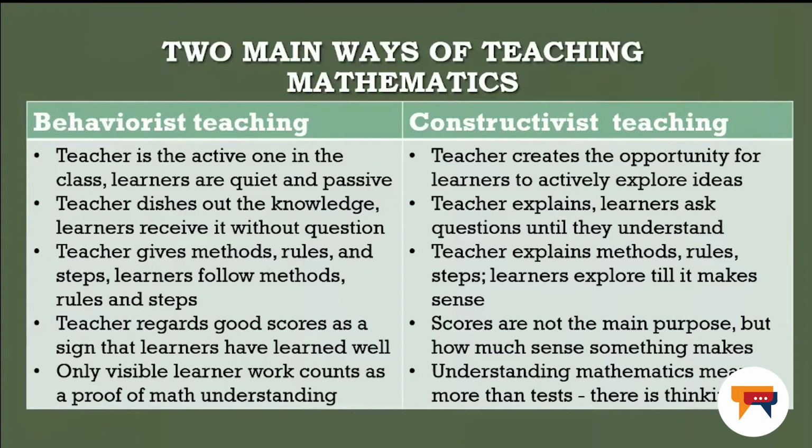In behaviorist teaching, the teacher is the active one in the class. The learners are quiet and passive. The teacher dishes out knowledge, and learners receive it without a question. Teacher gives methods, rules, and steps. The learners follow the methods, rules, and steps. Teacher regards good scores as a sign that the learners have learned well. Only visible learner work counts as a proof of math understanding. So when anybody comes to her and says, are your learners understanding? She will say yes, because their marks are good.